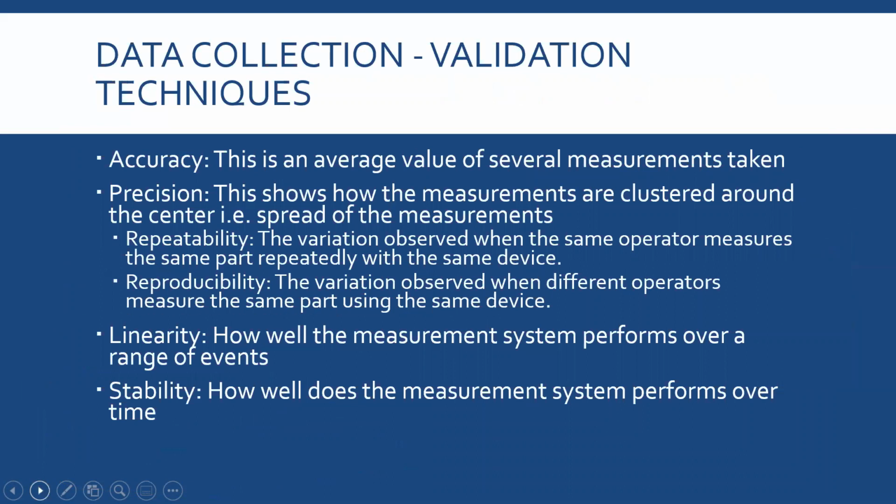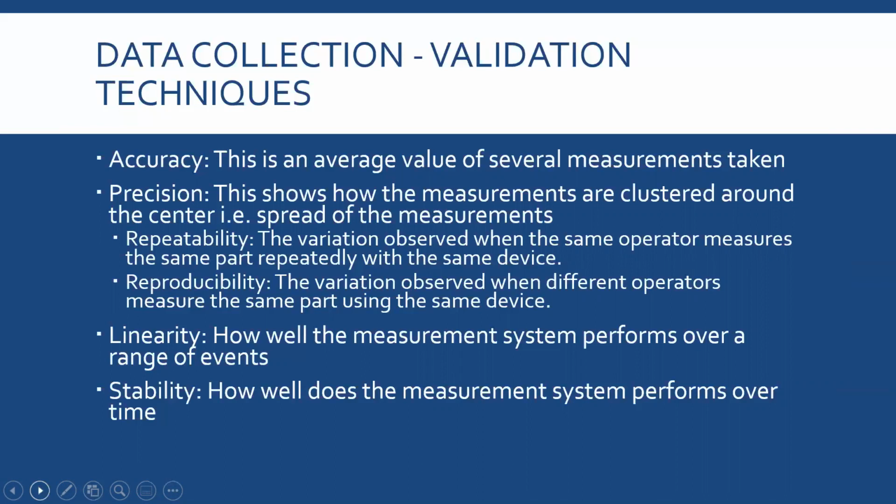When we measure data, we have to consider two things: accuracy and precision. There are also other related concepts, linearity and stability. These all relate to validation of the data. Why are these important? I'm collecting all this data. Are these valid? Are these correct? Is my measurement correct?